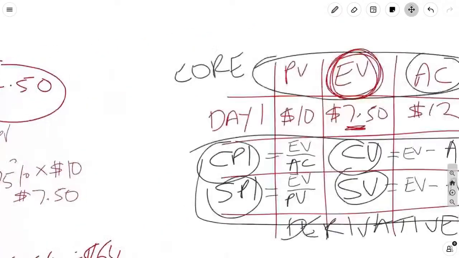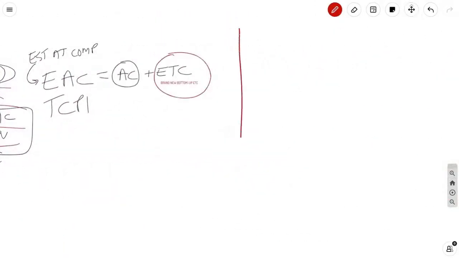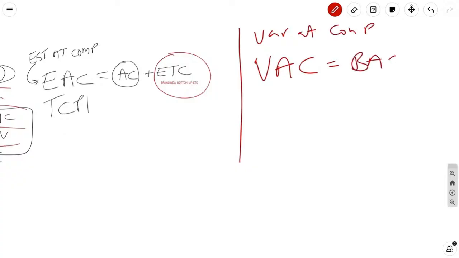Now, for that reason, on top of the EAC, we talk about something called the VAC, the variance at completion. And the variance at completion just means you're saying the original budget minus whatever the EAC will be. See? V equals B. It's a quick way of remembering it.